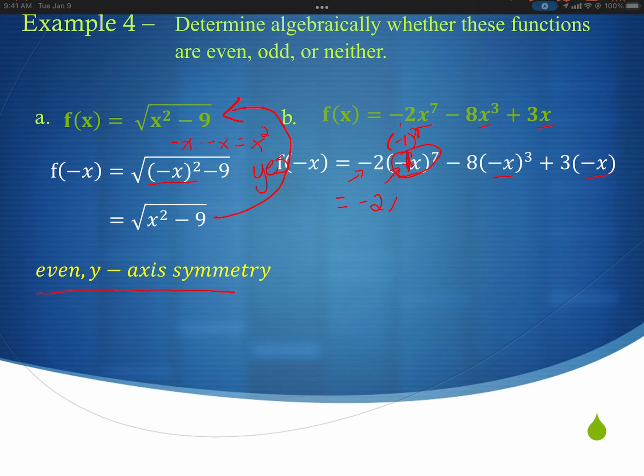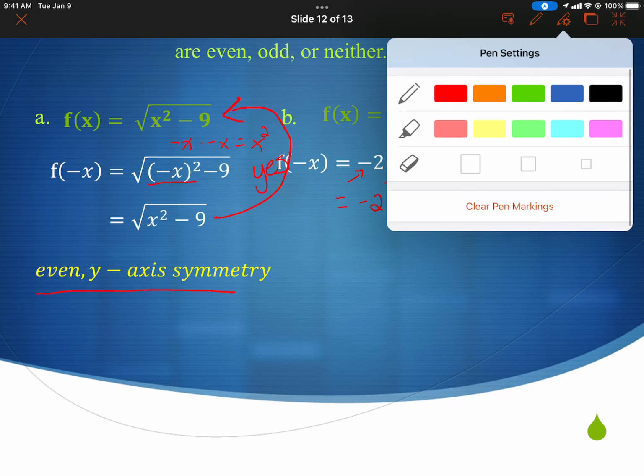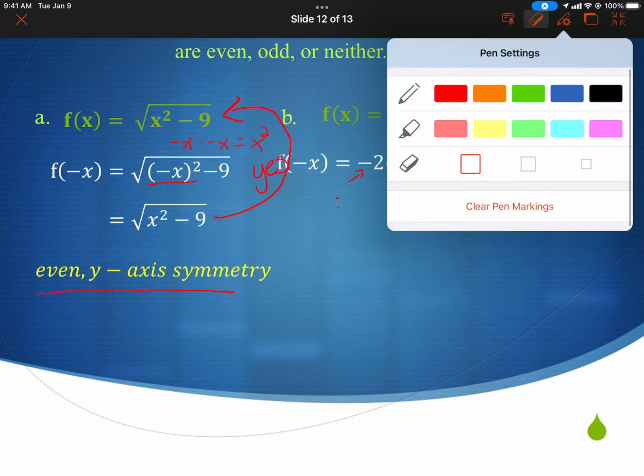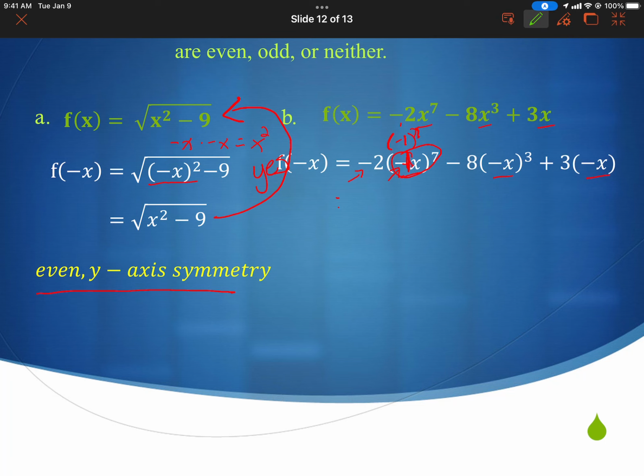I need to erase that part. Whoops, we'll just do this. So the negative 2 stays, and this negative stays. If I multiply them together, I get a positive 2x to the 7th. Again, anytime I raise this to an odd, if I do negative 1 and I cube it, I'm going to get negative 1 out. So then a negative times a negative makes that a positive 8x cubed. And here, 3 times negative x makes this negative 3x. So this is my simplified f of negative x.